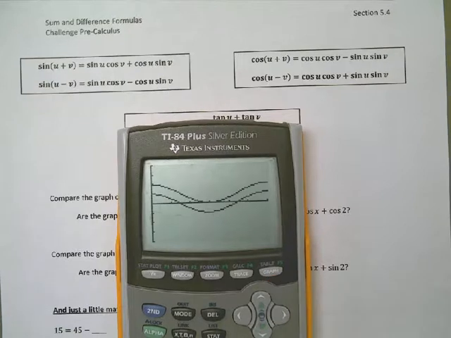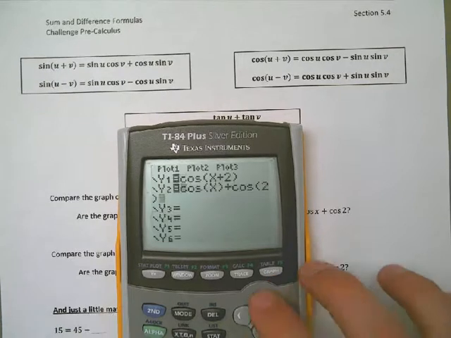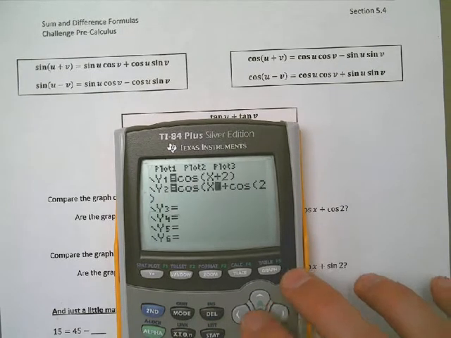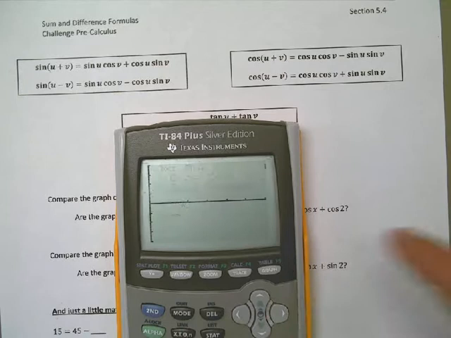When I hit the graph button, well, shoot, hold on a second. Let me put a new thing in here, and let's hit a new thing. So I want it to regraph. Here we go. Here's the cosine of the quantity x plus 2. And here comes the cosine of x plus the cosine of 2. Now we can see they have a lot in common, sure. I mean, it looks like they follow maybe the same period, and it looks like they have the same low points and the same high points, but we do notice that they are not the same graph.